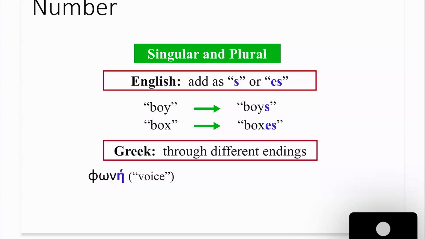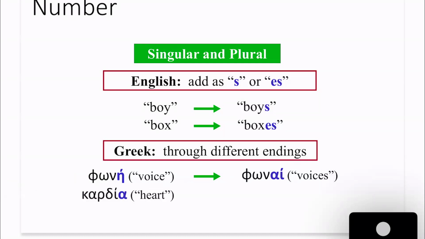So the word that we learnt last week, phonere, meaning voice or sound, if we wanted to show that there were multiple voices or many sounds, we would change the ending. So phonere becomes phonai. That eta changes to an alpha iota. The same for the word cardia, another word that we learnt last week, meaning heart. If we wanted to change cardia to a plural, we add the same ending. It becomes alpha iota, cardiai.